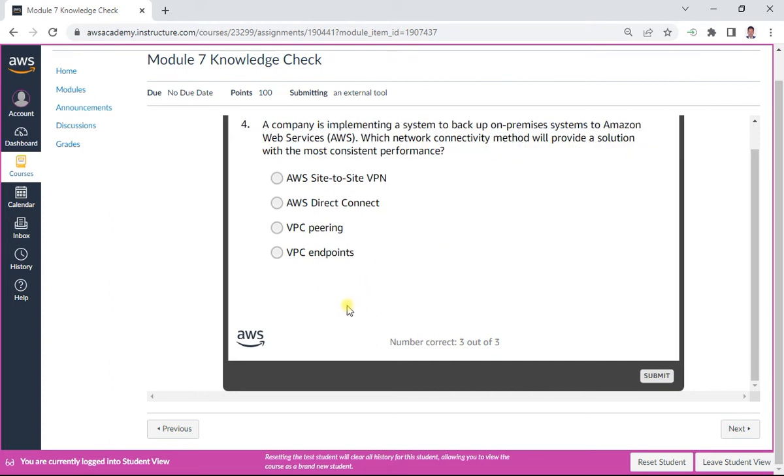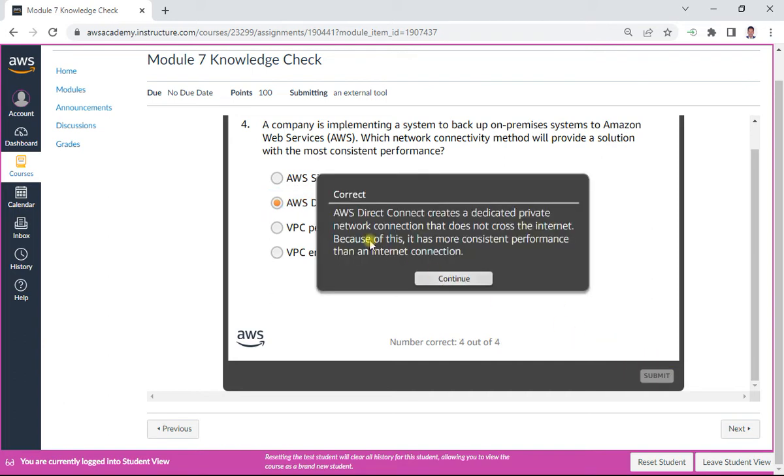Fourth one, a company is implementing a system to back up on-premises systems to Amazon Web Services. Which network connectivity method will provide a solution with the most consistent performance? So that is Direct Connect. A Direct Connect is like a leased line which connects your on-premises network to the AWS cloud.